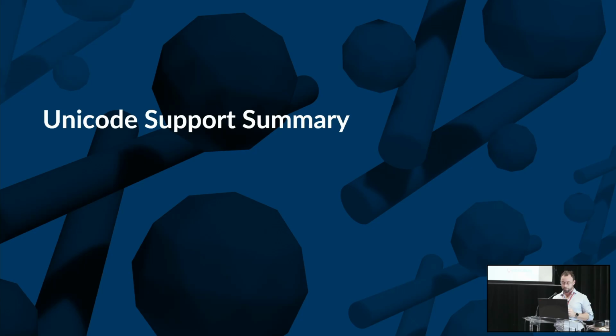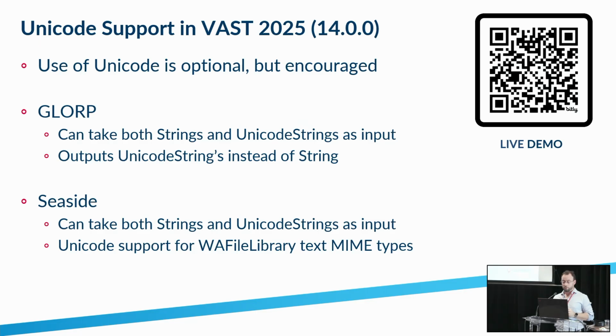Let me here. I'm at the end. So what's going to be the Unicode support in VAST 2025, at least for the parts I showed up? Again, Unicode is optional. Glorp can take both strings and Unicode strings as input when Unicode support is enabled, and it's going to output Unicode strings instead of regular code page strings.